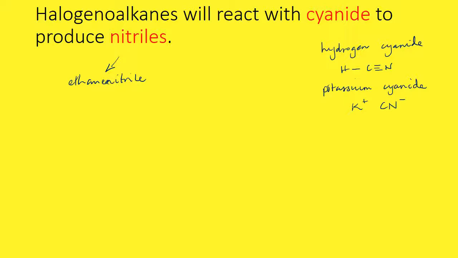Ethane nitrile. Ethane is going to have 2 carbons. So the one carbon is going to come from the halogen alkane, and the other carbon is going to come from the cyanide ion. So it would look like so. Ethane nitrile would look like so. So why don't we go ahead and make some?